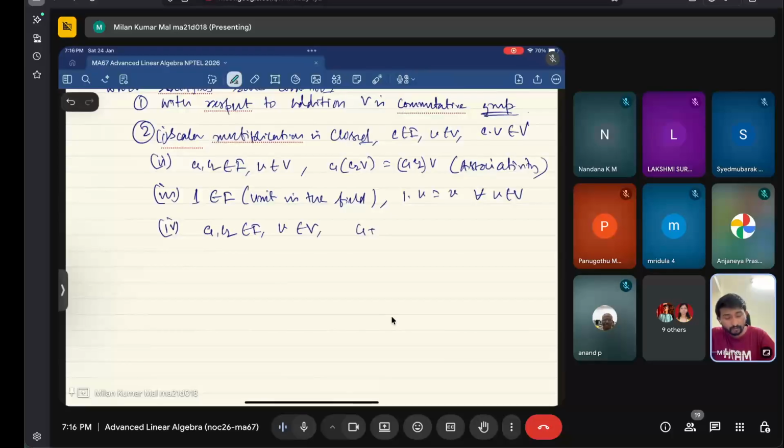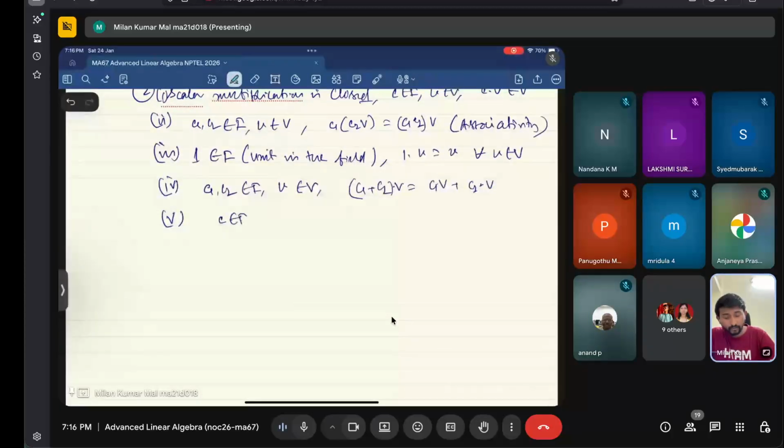Then (c1 plus c2) dot v is equal to c1 dot v plus c2 dot v. And another distributive property is that for c from F, and v1 and v2 from V, c dot (v1 plus v2) is equal to c dot v1 plus c dot v2. This is what has to hold. Okay, these are the properties of a vector space. I know everyone knows them, but okay.